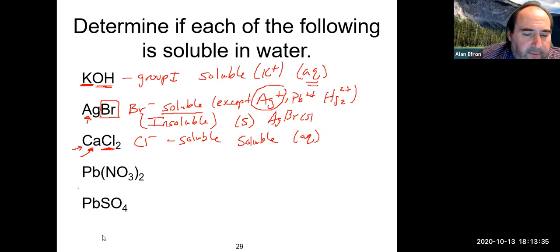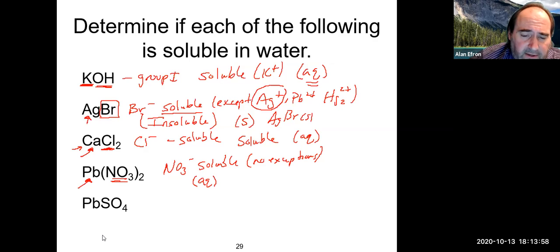At this point here, we could look at lead. Again, may not see lead, but definitely see nitrate in that first table that we looked at. Nitrate, which is NO3 minus, is pretty much soluble in everything, no exceptions. And because of that, that's pretty much as far as you have to go. As soon as you see that nitrate, you know you're going to get the aqueous symbol, and that thing is going to be soluble. Any question on those two there?